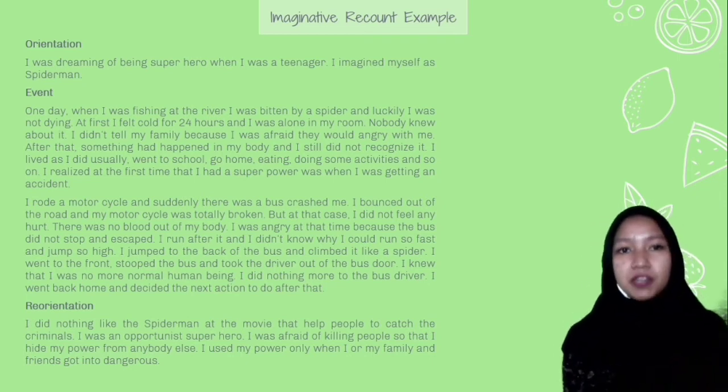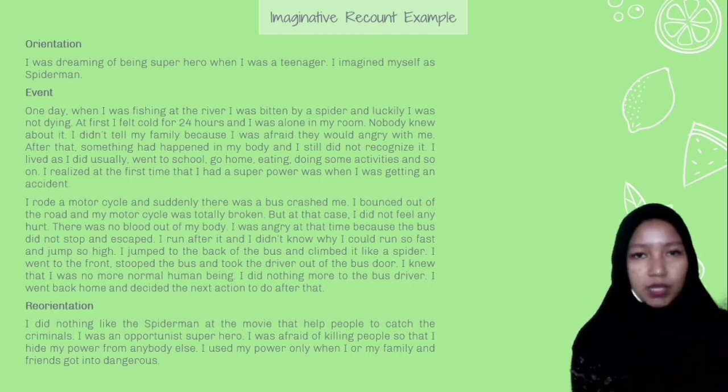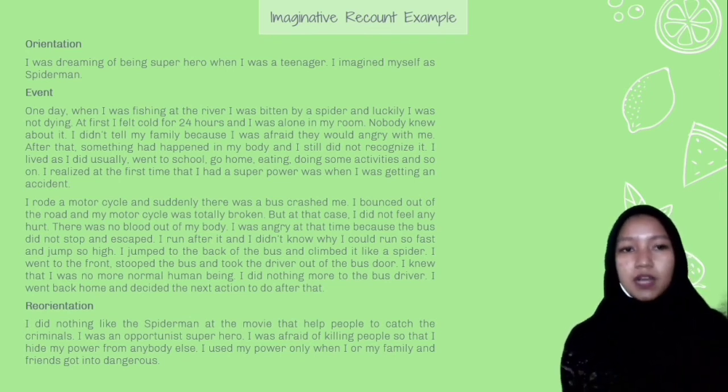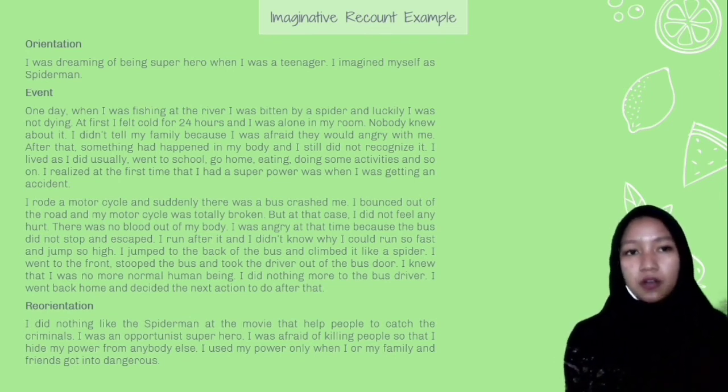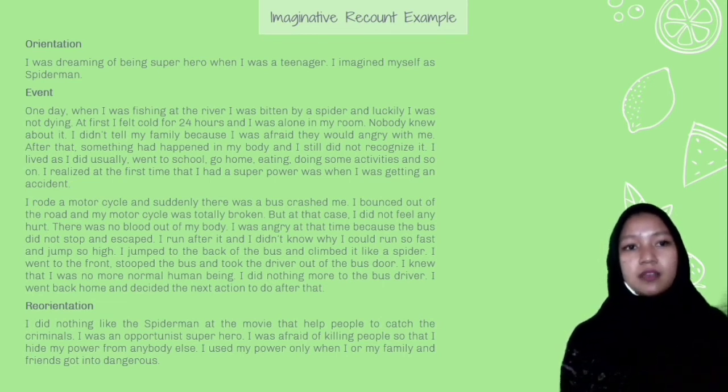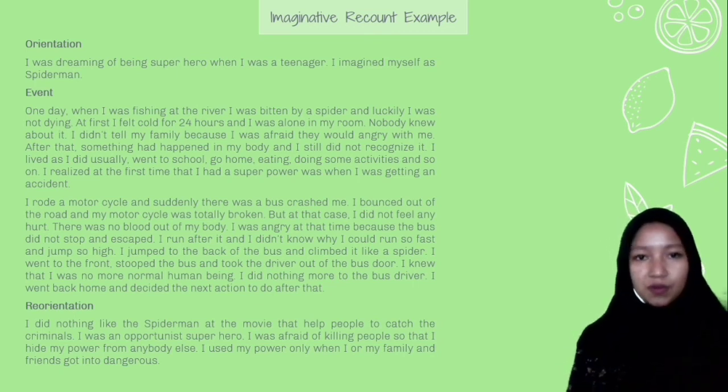If you ever wondered what is the difference between narrative text and imaginative recount text, basically in imaginative recount text, the main role of the text is the writer himself. Meanwhile, in narrative text, the main role is someone else. In imaginative recount text, it tells us about the writer's imagination. For example, like in this text, the writer was dreaming about him being a superhero.